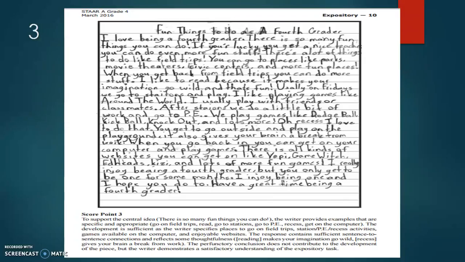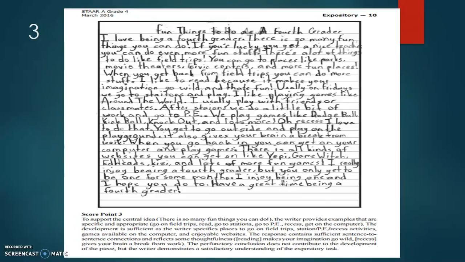So in order to support that central idea of many fun things you can do, the writer provides examples that are specific and appropriate, like going on field trips, go to stations, go to PE, recess, get on the computer. Okay, so while they didn't choose one reason, well, they did choose one reason why they like being in fourth grade, and that's because there are many fun things to do.